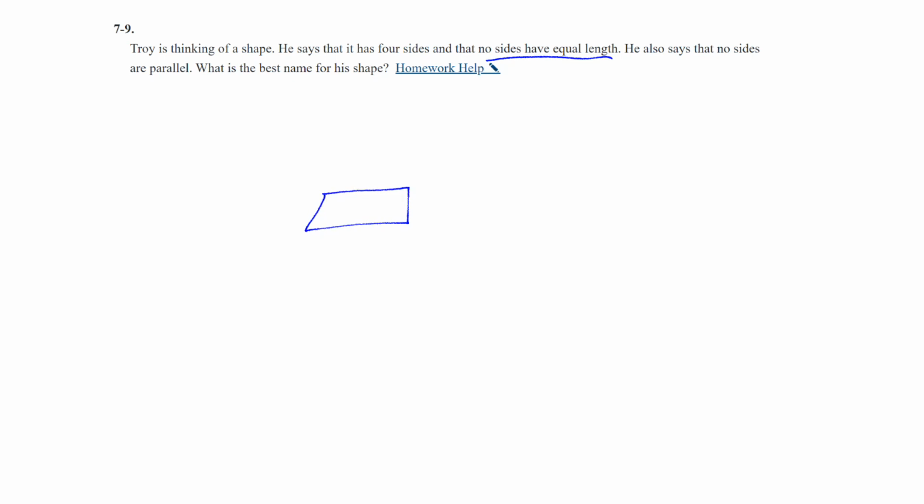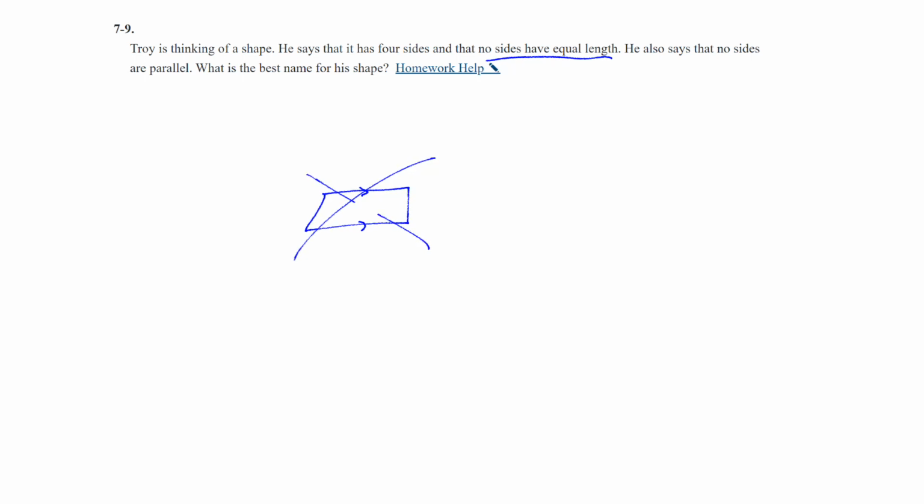So then the next part, he also says that no sides are parallel. Well, now with a trapezoid, you are going to have a set of parallel sides. So now that one's out as well. So is there any other shape that you can think of that has 4 sides, but no parallel or no equal sides? Not that I'm aware of.